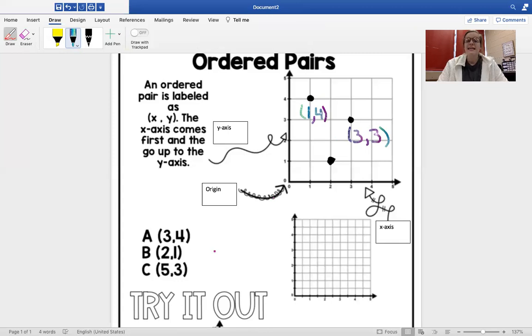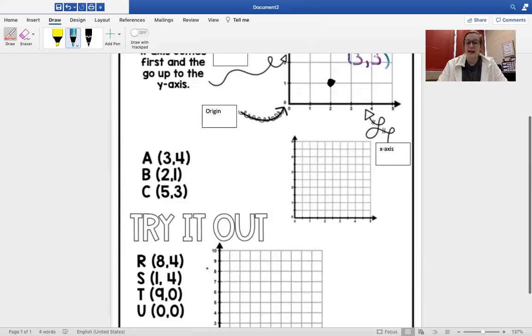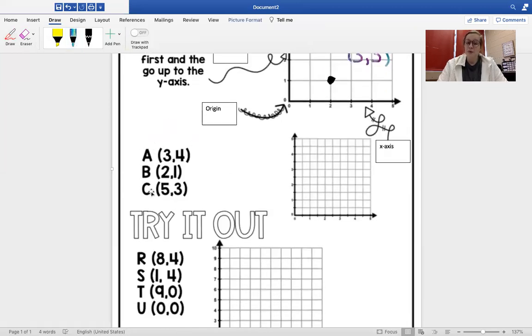So you have now practiced telling me how to get to a point, writing the ordered pair for a point. Now I want you to practice getting the ordered pair and plotting the point. So we are given A, B, and C. Each of those are an ordered pair, and we are going to plot them on this graph right here. So let's go ahead and plot A.